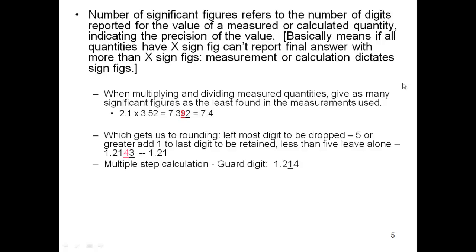Now sometimes I do multi-step calculations. What I do is I use a guard digit. You can use all the numeric numbers if you like, that's not a problem. But typically if you just use a guard digit and leave one digit past the number of sig figs, that should work out fine and give you the correct answer.